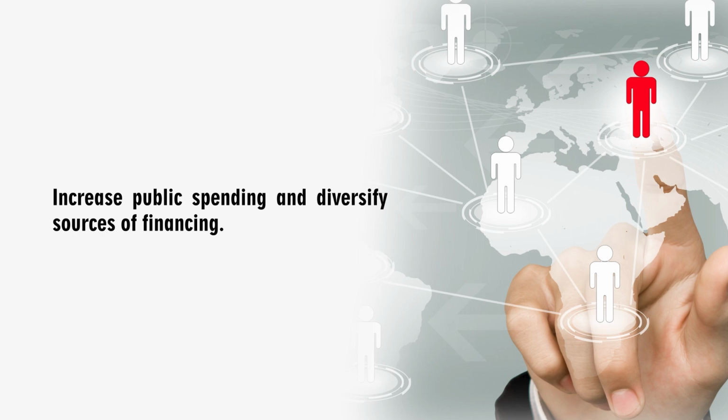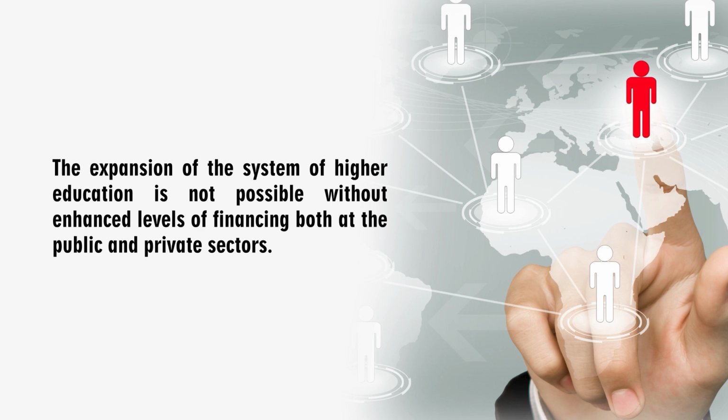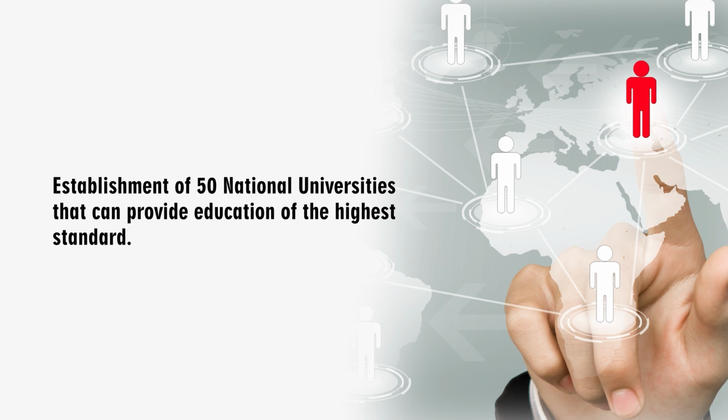Then increase public spending and diversify sources of financing. So how to bring the financing and how to spend in diversified sources also. Further, the expansion of the system of higher education is not possible without an enhanced level of financing, both in the public and private sector. So how to enhance the finance, how to arrange the finance and use it in education, and further establishment of 15 national universities that can provide education of the highest standard. National universities means the central universities. So it comes under how we can expand the education system as per the need of the huge population of this country.